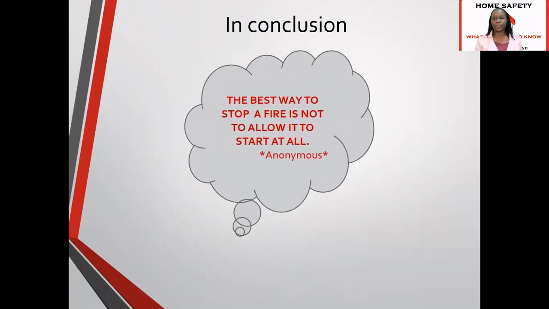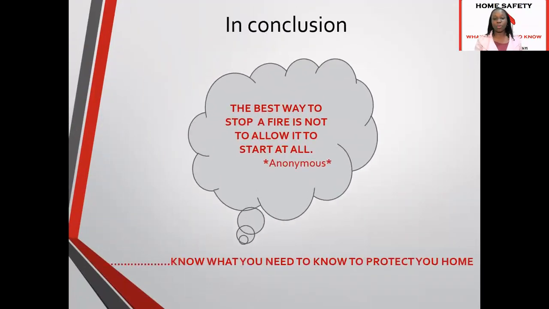So in conclusion for this series, the best way to stop a fire is not to allow it to start at all, and know what you need to know to protect your home. It is very important for you to know that the three basic elements of fire can be broken in any way that is available for you to do it, so that you can stop or extinguish the fire.